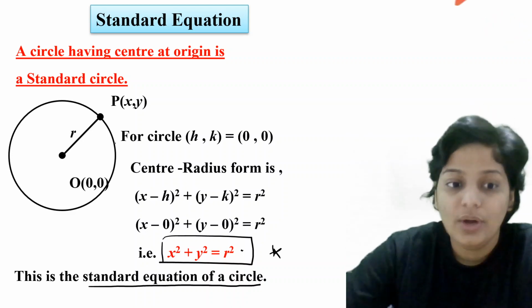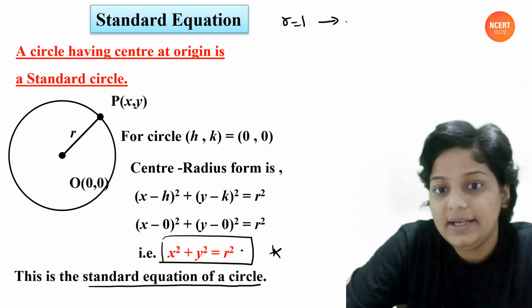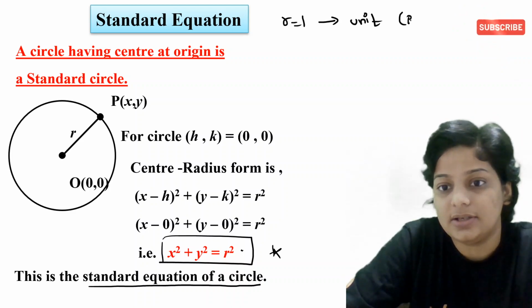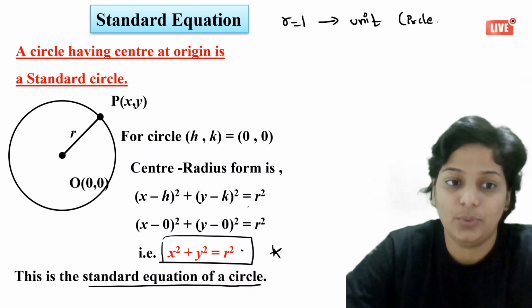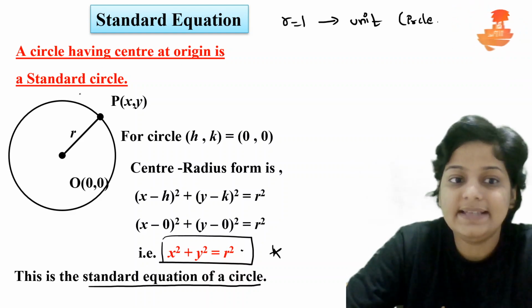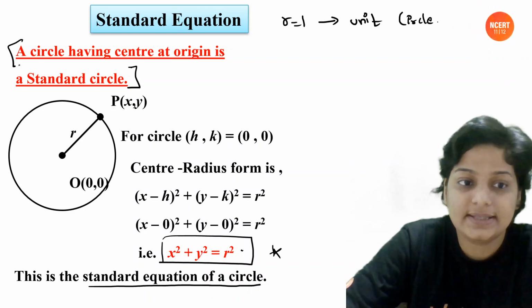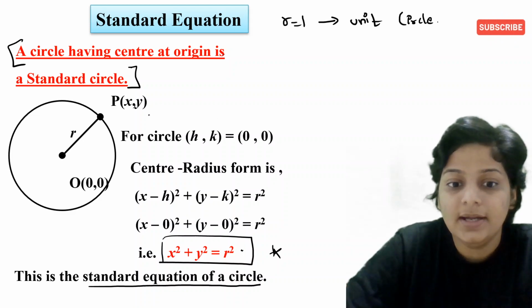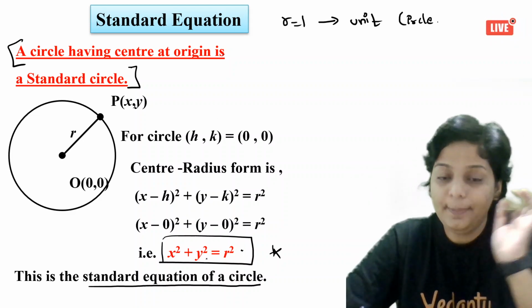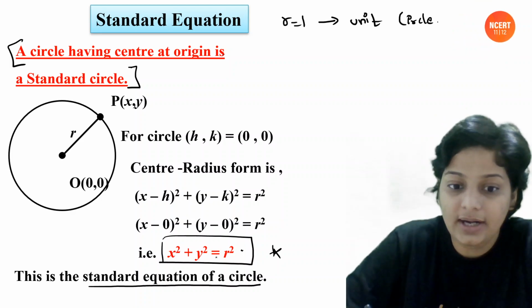We all know if the radius is equal to 1, it is called as a unit circle. Don't we know this? Yes, we know. So a circle having center at origin is called as a standard circle, and its equation is x² plus y² equal to r². R is the radius.